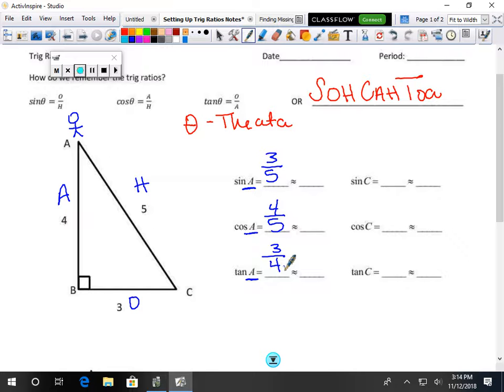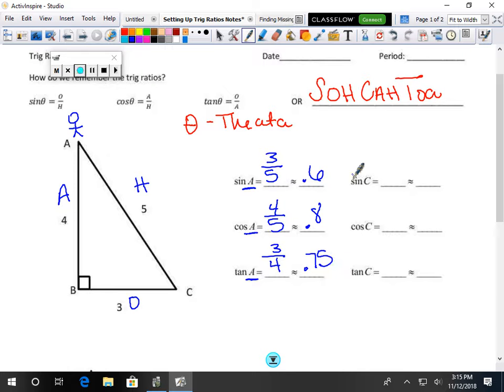A majority of the time you're going to see your answers written as a reduced fraction, but sometimes we'll also see them as decimals. If we convert 3 over 5 to a decimal, that's approximately 0.6. Cosine, 4 over 5 here, would be approximately 0.8, and 3 over 4 is approximately 0.75.